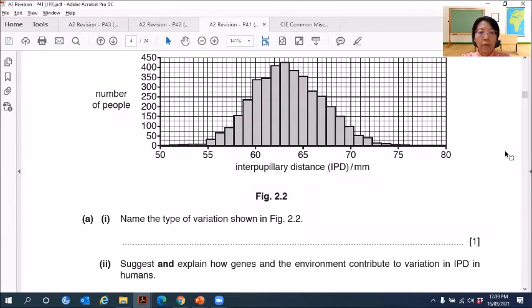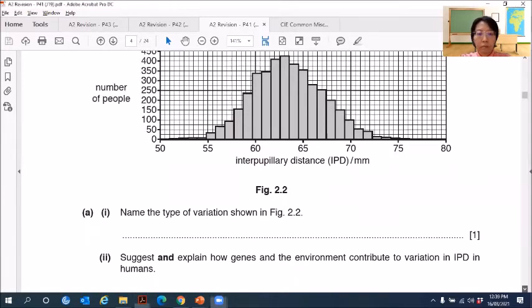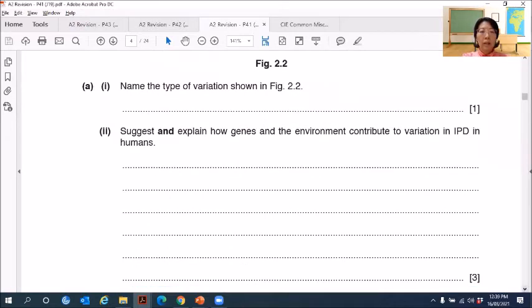So name the type of variation shown in this one. Of course, this one is a continuous variation because the phenotype is quantitative. Okay, next, suggest and explain how genes and the environment, so keyword here, how the genes and the environment contribute to the variation in IPD in humans.